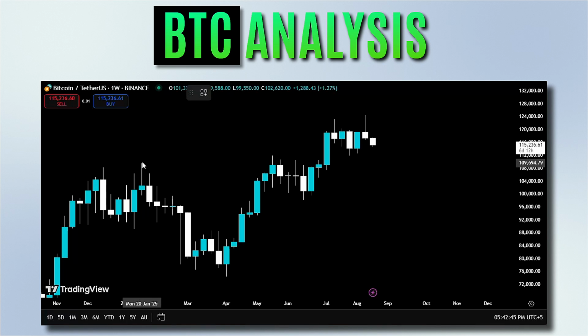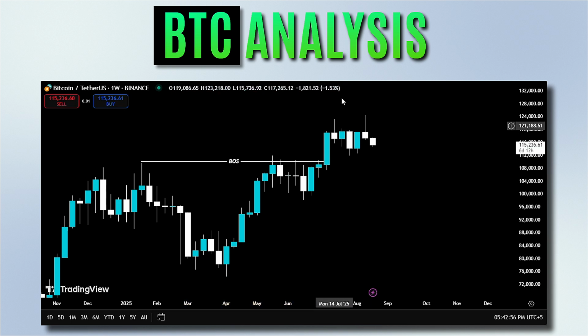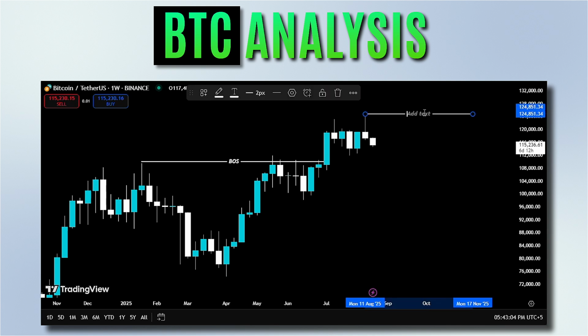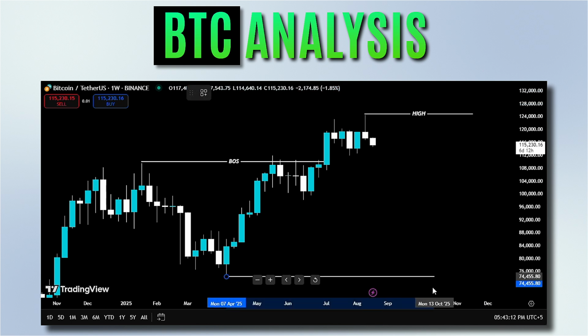Step 1. Identifying market structure: multi-time frame analysis. The foundation of this strategy is a multi-time frame analysis before we even think about an entry. We must understand the direction of the market's higher high and higher low structure. Weekly, daily chart macro trend: we first identify the dominant long-term trend.